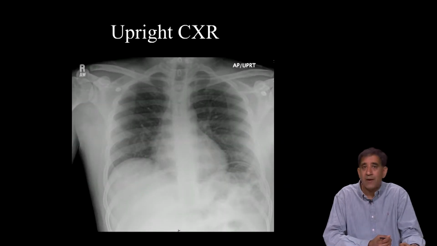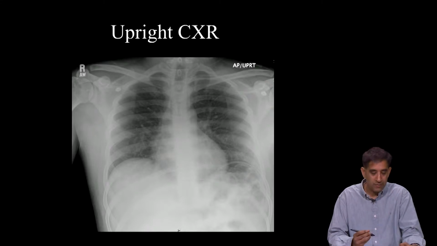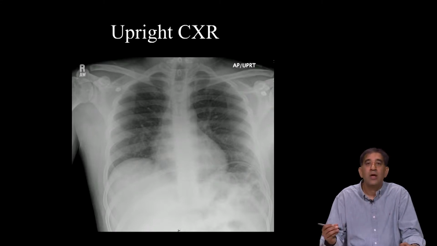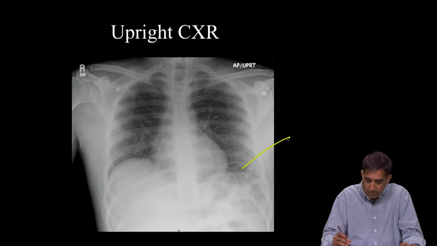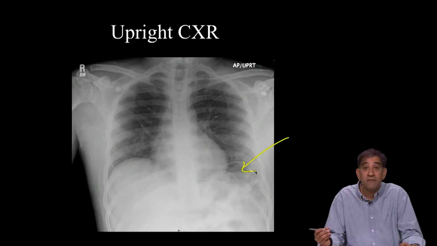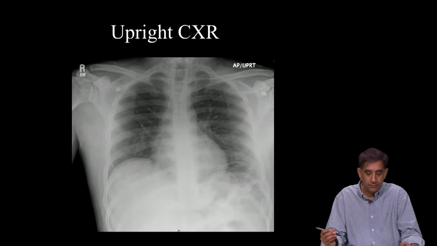So let's look at some examples of pneumoperitoneum, spontaneous pneumoperitoneum, on our X-rays. And so here is an example. You can see again here under the left diaphragm some air or pneumoperitoneum, whereas under the right diaphragm it looks normal.